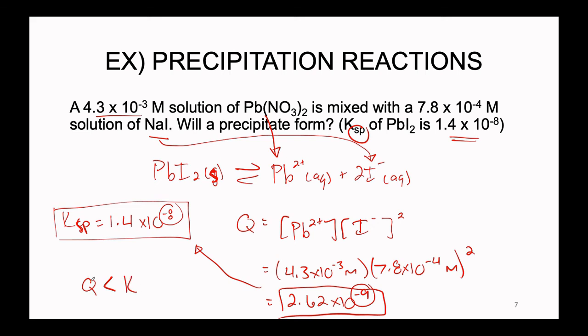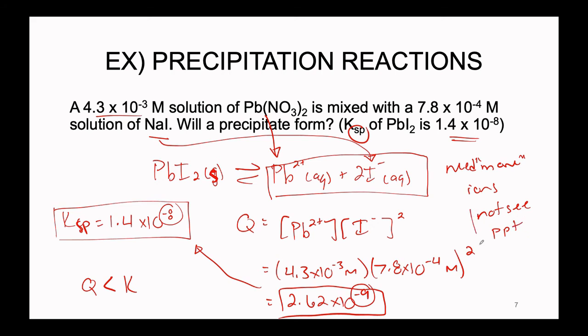And since our Q, our reaction quotient, is smaller than our K, what this means is that we don't have enough ions in solution to have reached a saturation point. We are going to need more ions to reach saturation. Given the concentrations that we have mixed together, we would not see a precipitate form. There's not enough lead and iodide in solution to cause the reaction to shift to the left to create any type of lead iodide. There would be no solid.